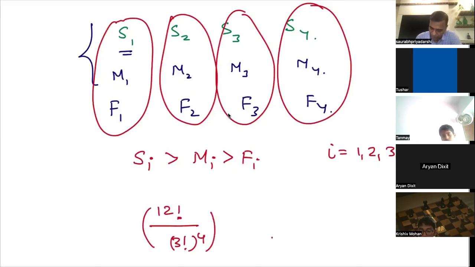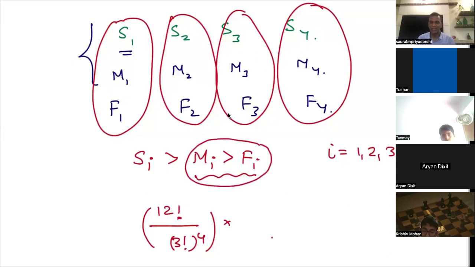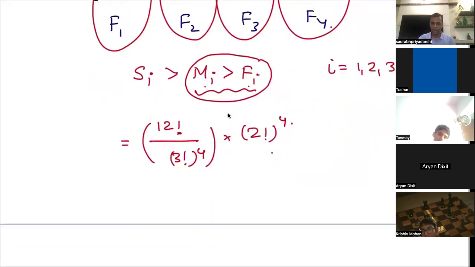But in this question, the M1 and F1 restriction is not given. So what we are saying is, mother and father can interchange their position. In how many ways can they interchange? Factorial 2. And how many such pairs are there? 4. So this is the answer.